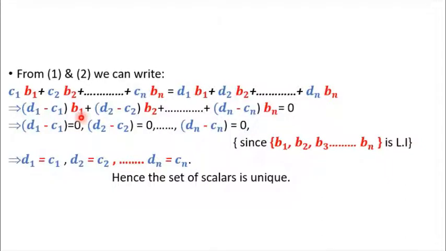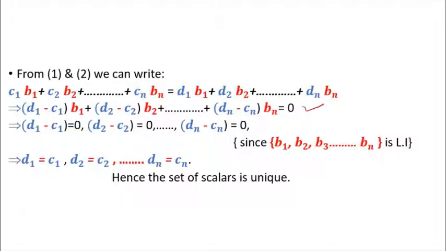Now what are these vectors b1, b2 and so on bn? They are vectors in the basis of the vector space. So a basis of a vector space is also linearly independent. If it is linearly independent, when you write it as a linear combination and equate it to 0, these scalars must be zeros since b1 to bn are linearly independent.